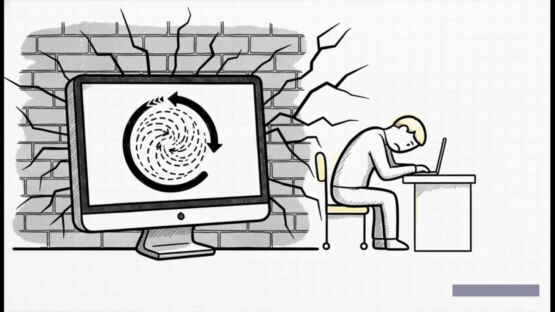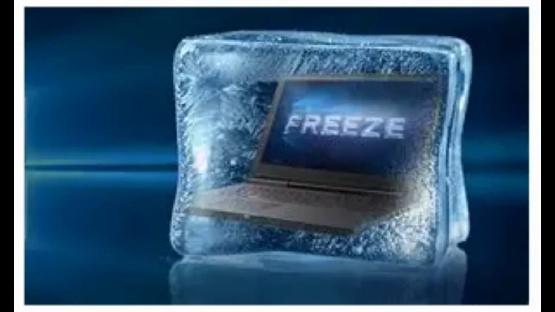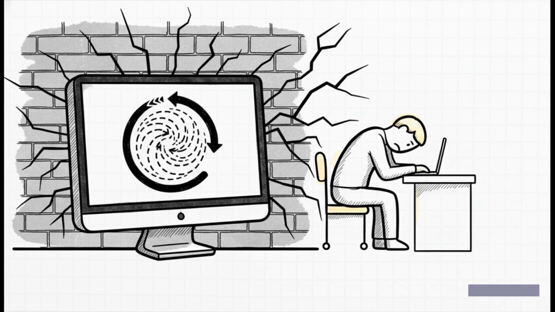You know the feeling, right? That exact moment you're trying to get something done and your machine just stops. You get that spinning wheel of doom, the screen freezes up. It's just so frustrating. But what is actually happening under the hood?